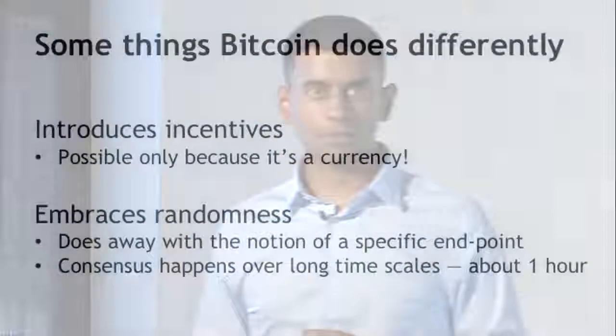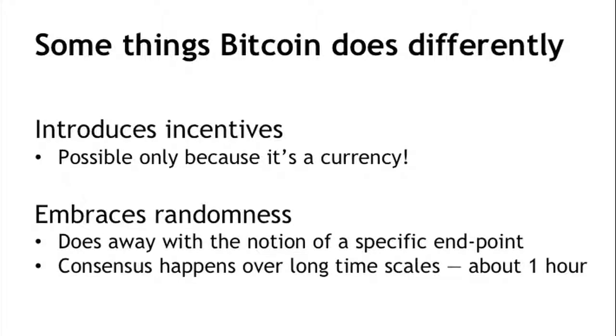Well, first of all, it introduces the idea of incentives. And this is very different from any previous system for distributed consensus. And this is only possible in Bitcoin because it is a currency and you can use that currency to give incentives to the participants for acting honestly. And so Bitcoin doesn't quite solve the distributed consensus problem in a general sense, but it solves it in the context of a currency system.